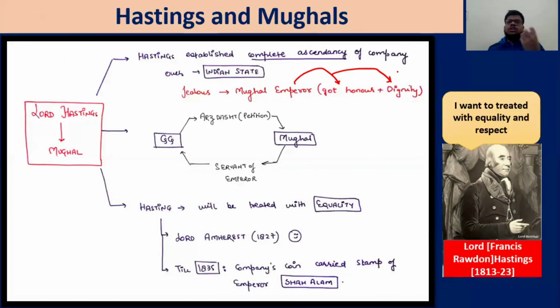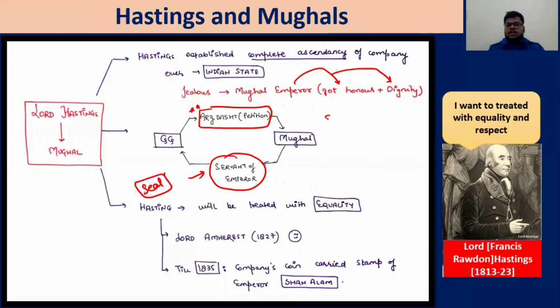He said that I want to be treated with dignity and respect. At that time, the Governor General used to treat the Mughal emperor as superior and would give petitions to the Mughal. And the Mughals treated the EIC as the servant of the emperor. Some sort of a seal was there. So this was the relation before Hastings.